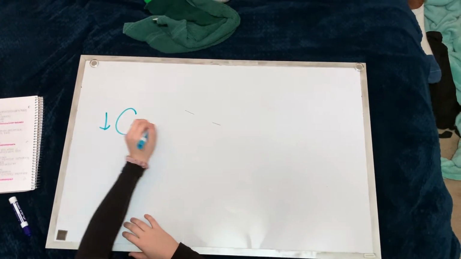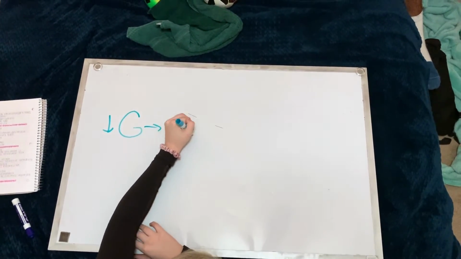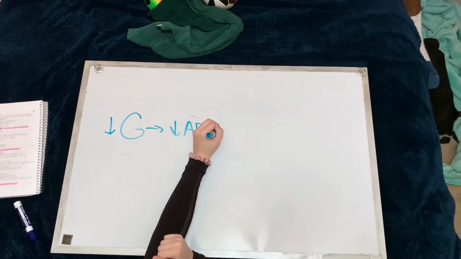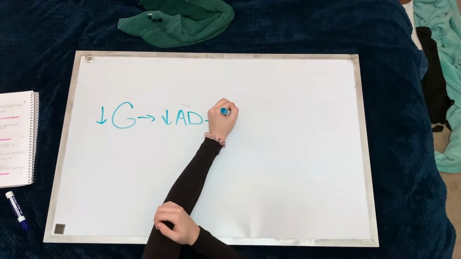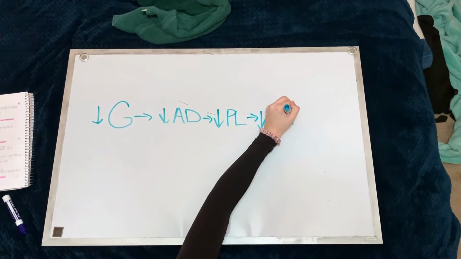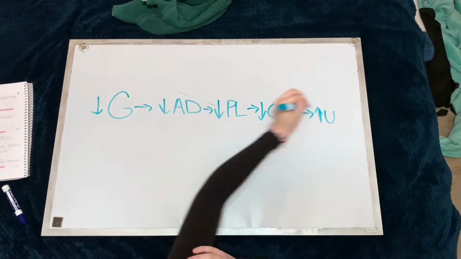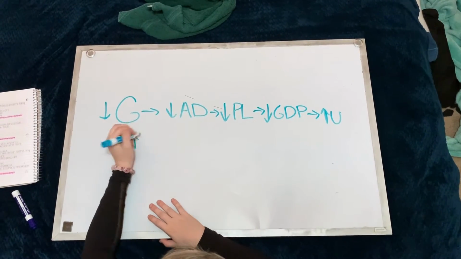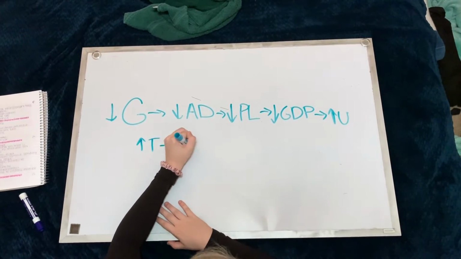Arrows for contractionary fiscal policy begin with government spending decreasing, which then leads to aggregate demand decreasing, then price level decreasing, decreasing GDP, and then therefore increasing unemployment. This can also begin with an increase in taxes and a decrease in consumer spending.